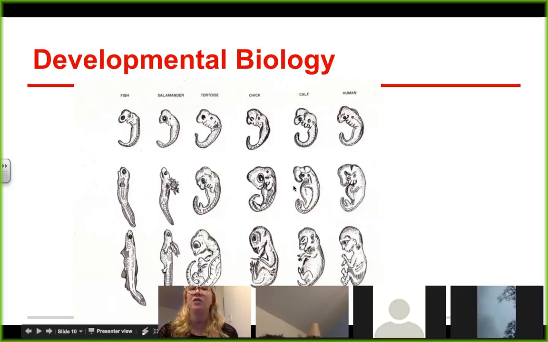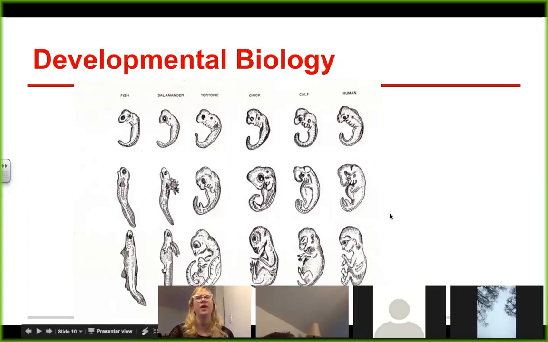And the second stage even, the salamander and the fish start to look a lot different. But look, the tortoise, the chicken, the calf, and the human looking pretty similar, right? Until finally we get much later in development and we can start to see subtle differences, right? For example, the beak on the chicken, the shell starts forming on the tortoise, the cow starts having like, I don't know, it looks like a cow face, and then human starts looking more human-like, right?